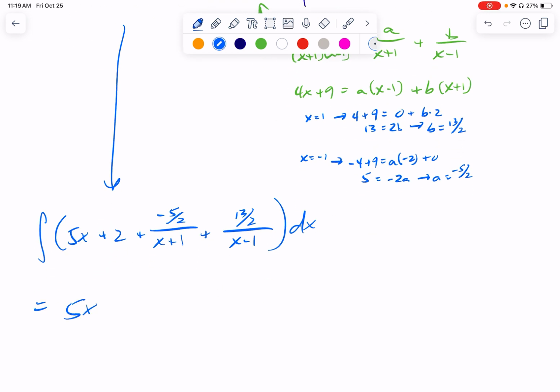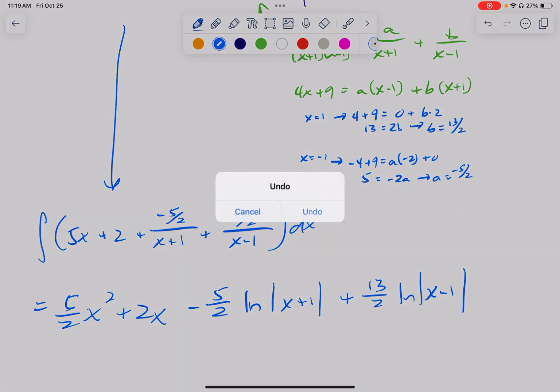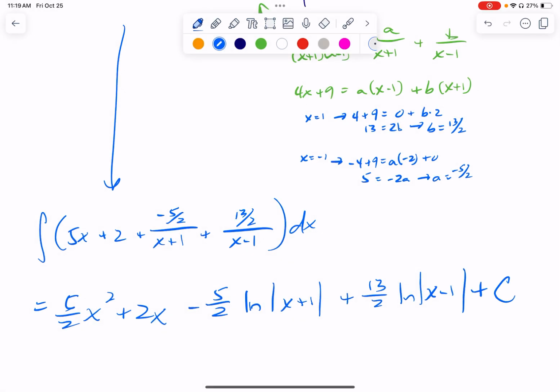So we have 5 halves x squared plus 2x. Here we would have negative 5 halves natural log of the absolute value of x plus 1, plus 13 halves natural log of the absolute value of x minus 1, plus c. Not simple, not quick, but it is doable.